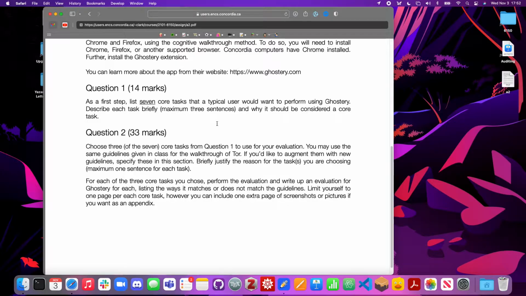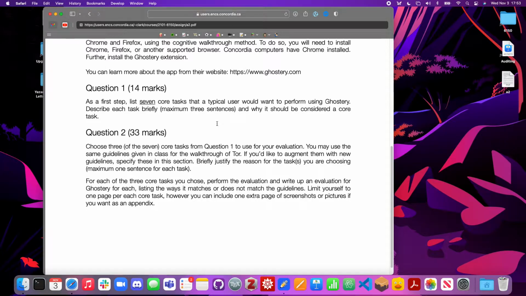You can use the guidelines that were given in class for Tor, so the 8 guidelines. You can just use them. If you really don't like them or you want to add one, you can do that as well. There's no marks associated with that, but you're free to invent and justify any other guidelines that you might want to use. Otherwise, you can just use those guidelines.